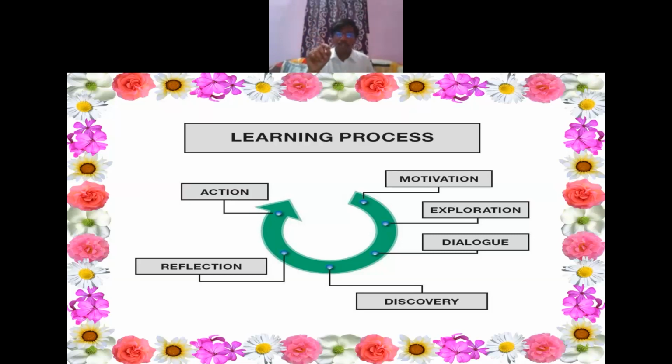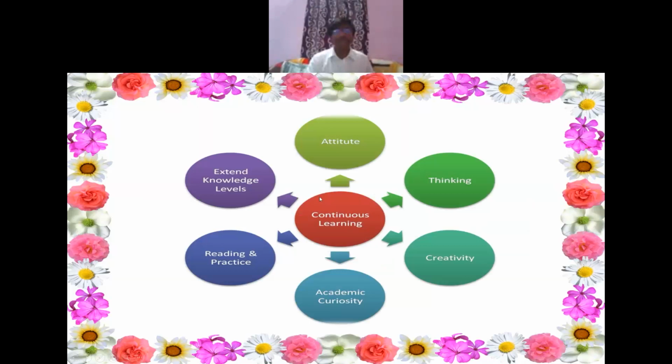So in every chapter, when I plan or when I teach, what should be the outcome, how should students explore, how to discover, how to take action. That should be the aim at our end. In continuous learning, attitude matters, thinking matters, creativity, academic curiosity, reading and practice, extending knowledge level. These are very necessary for any classroom teaching or continuous learning.